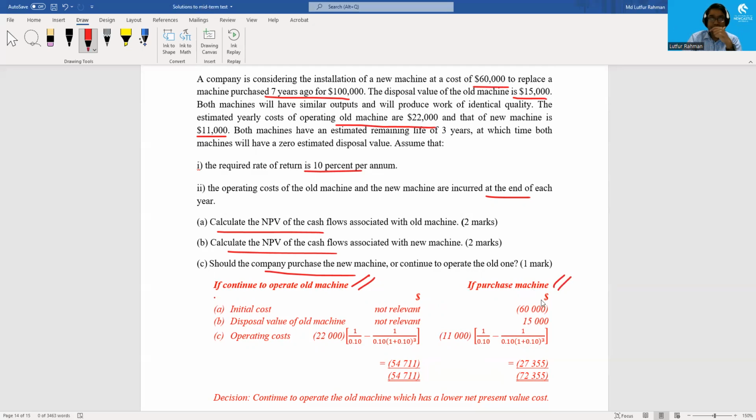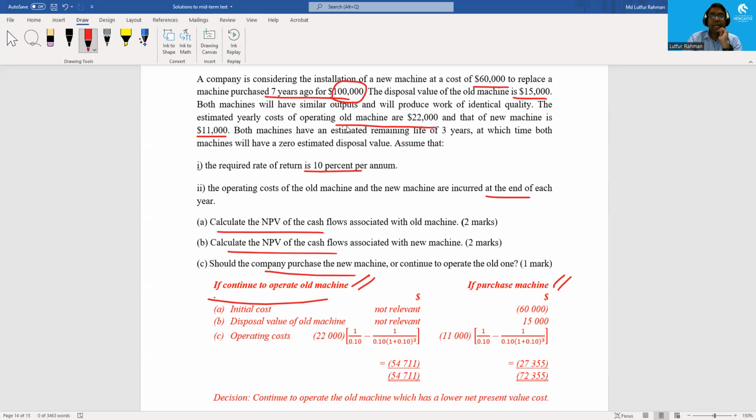You go for a new machine. Now, as far as the old machine is concerned, some of you have considered the purchase price of the old machine, 100,000, but you should not consider it because it was purchased 7 years ago. So that's a sunk cost that doesn't have any relation with your project decision now.